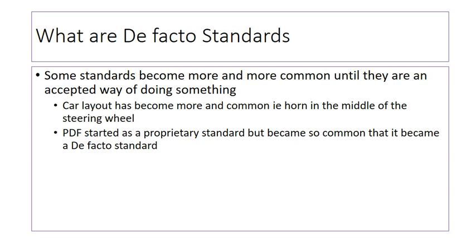De facto standards are a way of doing something which are becoming more and more common until they are the accepted way of doing something. So for example, a de facto standard for writing a letter would be starting it with dear and then the person's name. It's become more and more common until it is the set way to do something.